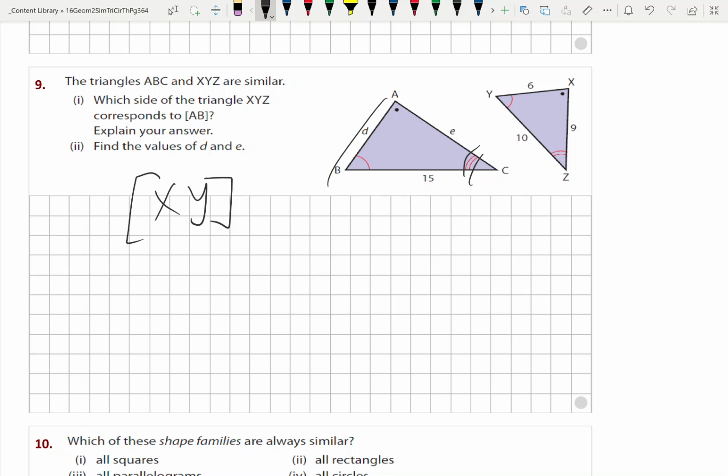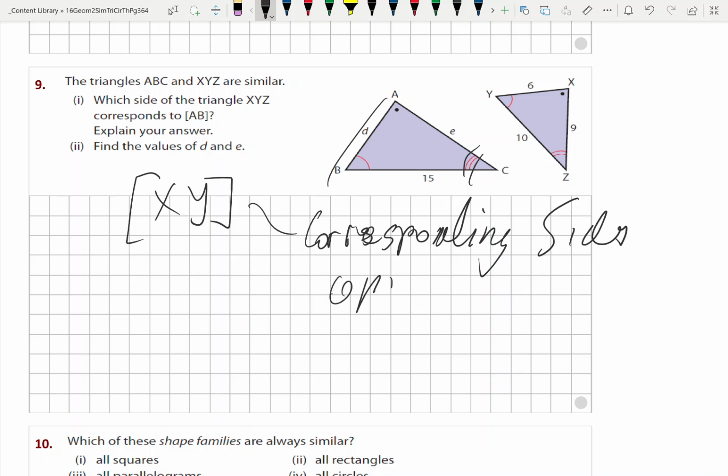Explain your answer. Just say it corresponds, or corresponding side. Okay. If you want, you don't have to, because you said it's corresponding, but opposite that. Okay, find the value of D and E.